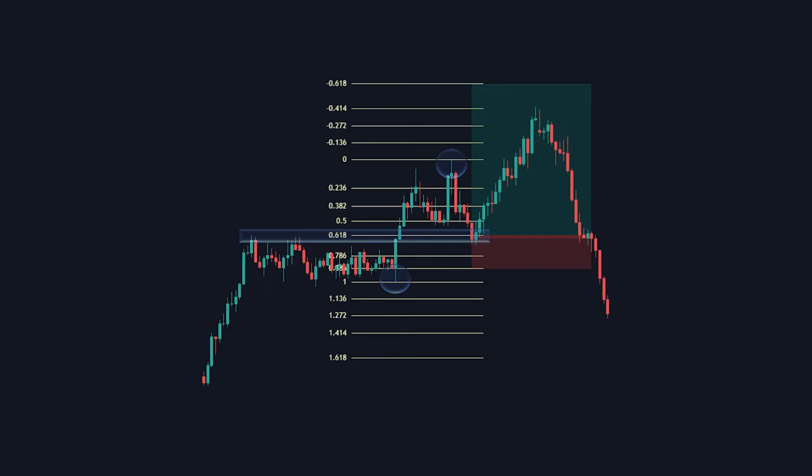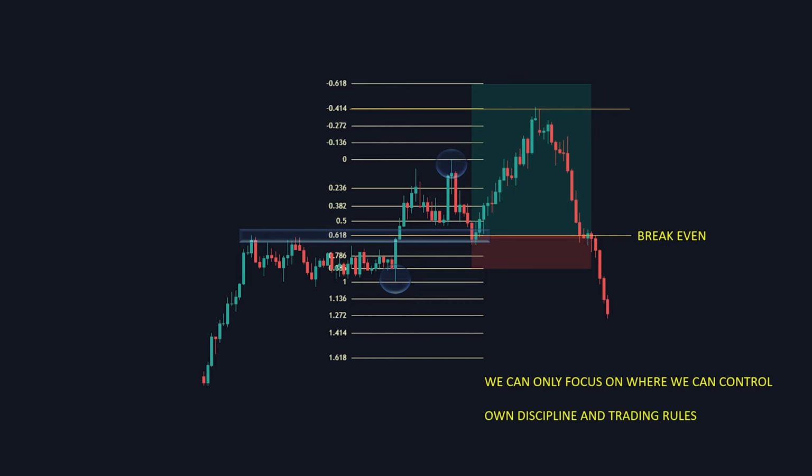But we can see that the price did not successfully reach our target level, but only reached 0.414 and then fell back to the range where we first traded, causing the trade to change from profitable to break-even. This is what we can't control. So we can only focus on what we can control, which is our own discipline and trading rules.